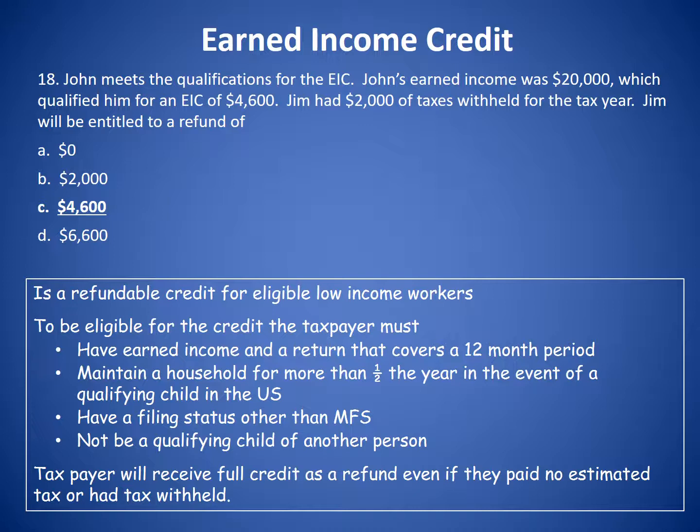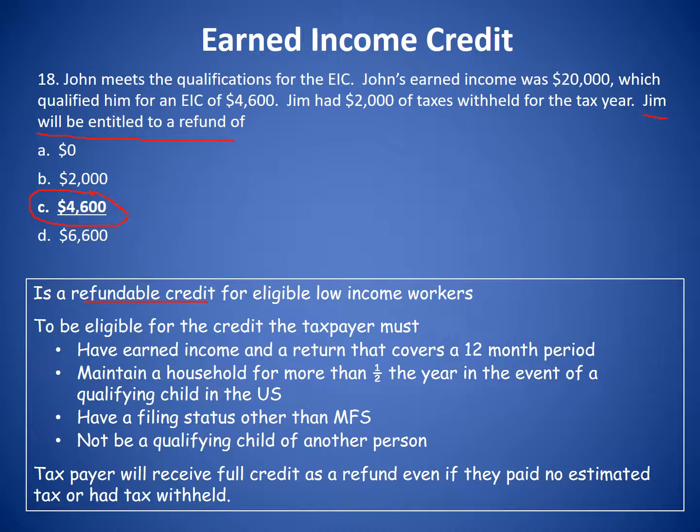Okay, the question for number 18 is, Jim would be entitled to a refund of how much? And in this case, the answer is C, $4,600. Again, the earned income credit is a refundable credit for eligible low-income and lower moderate income workers.